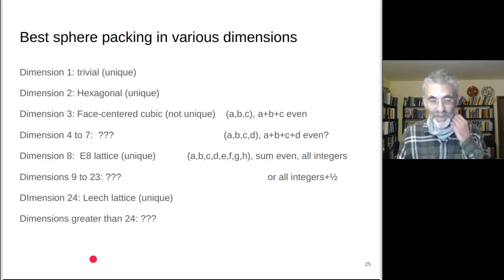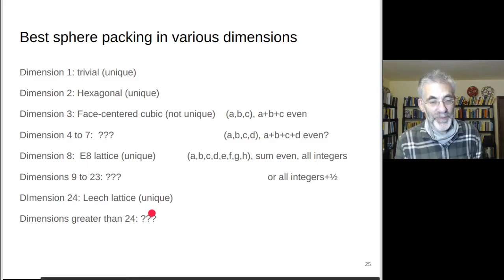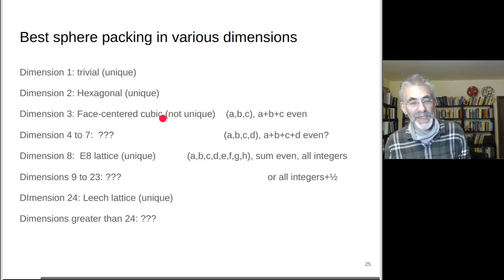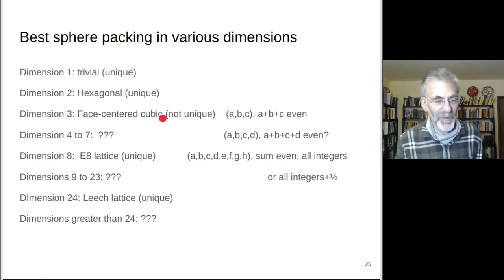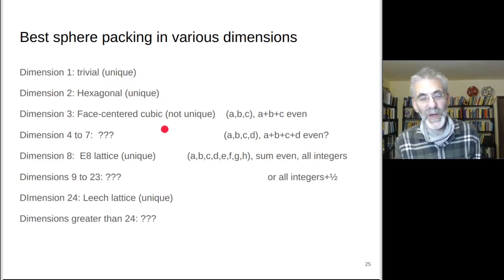So you can ask, what's the best sphere packing in any given dimension? So dimension 1 is trivial, dimension 2 is easy, dimension 3, face-centered cubic is the densest possible packing, but as I just said, it's not unique. Dimensions 4 to 7, we don't know the answer. Well, we sort of have a pretty good idea what the answer is, but we haven't managed to prove it.